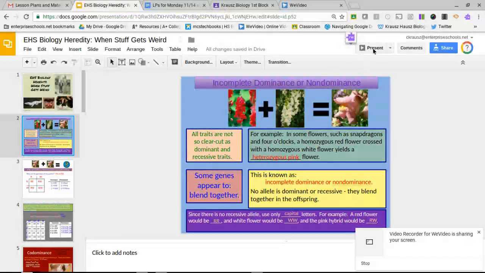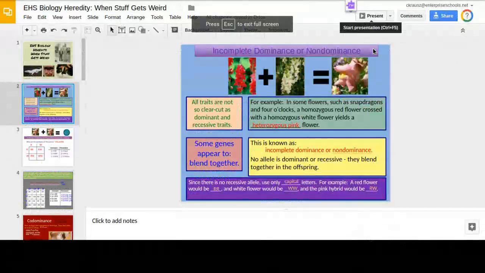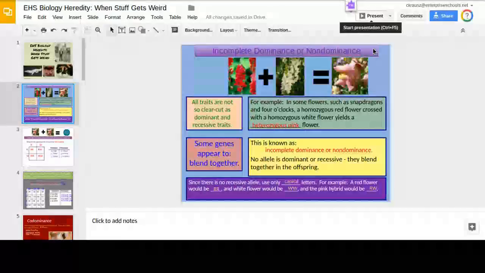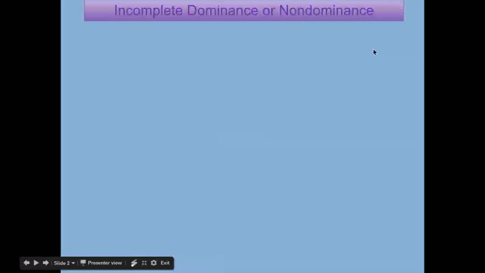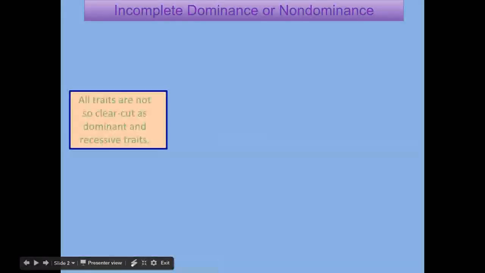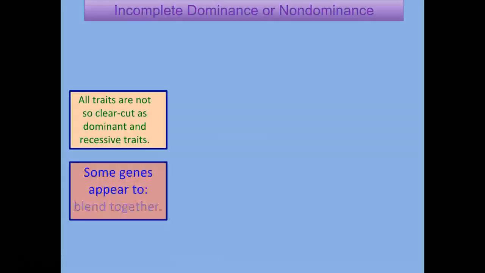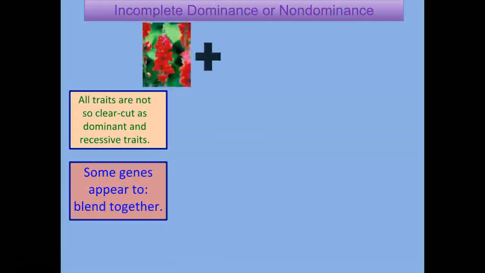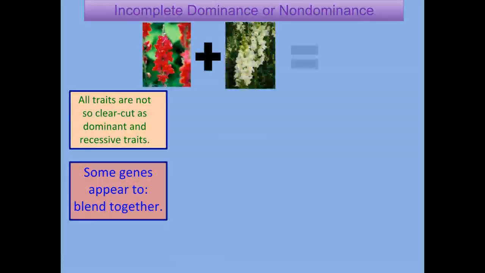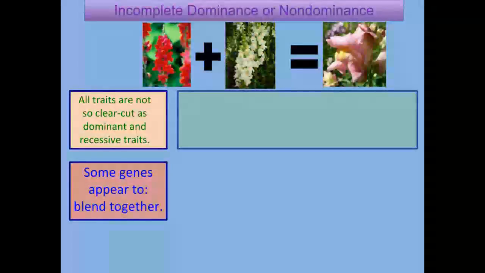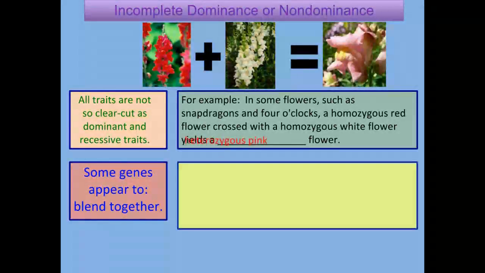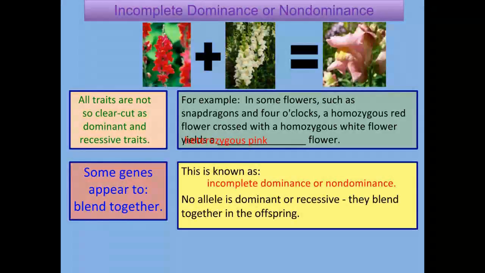Okay, so today we are going to be talking about what happens when genetics gets weird. And our first example is incomplete dominance. In incomplete dominance, it's not very clear cut. You don't necessarily have a dominant or a recessive trait. They're kind of neither. They tend to blend together, so you would see the red and the white color that could produce a pink color, and it would be called a heterozygous pink.